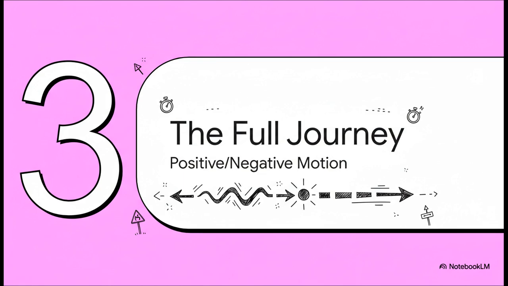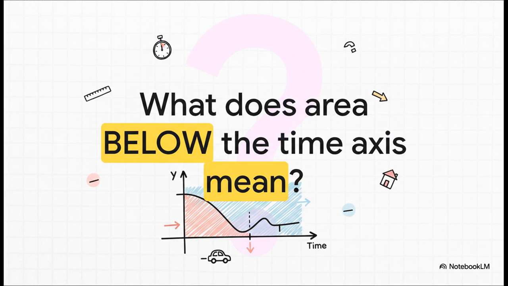You know, real-world journeys aren't always just in one direction. What happens on our graph when an object slows down, maybe even stops, and starts heading back the other way? So far, all our velocity has been positive, right? Everything's been above that horizontal axis.